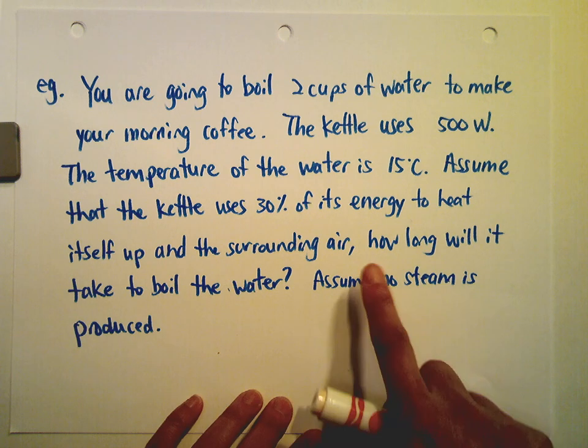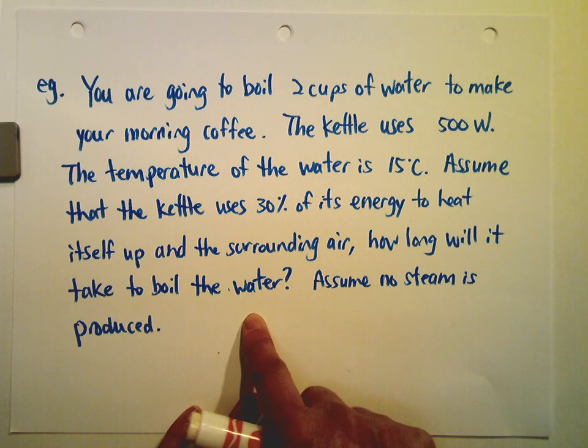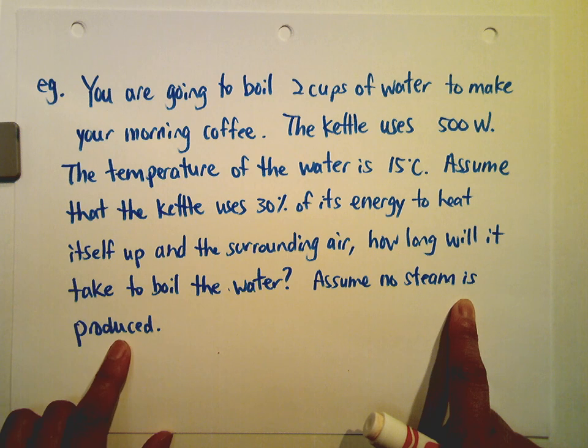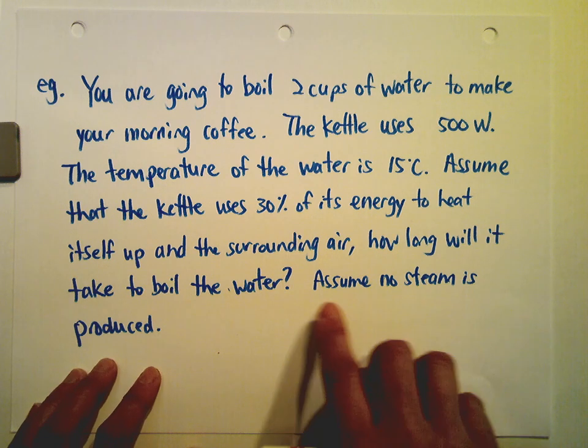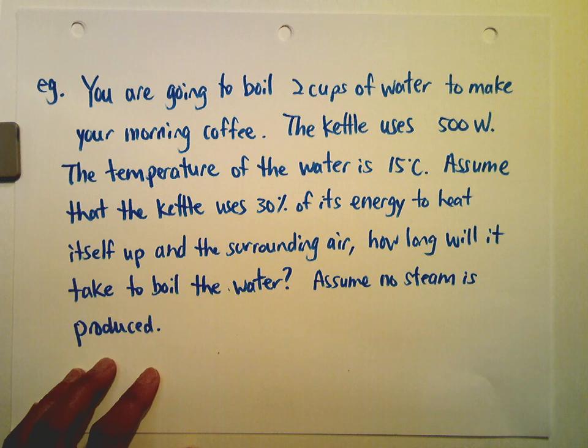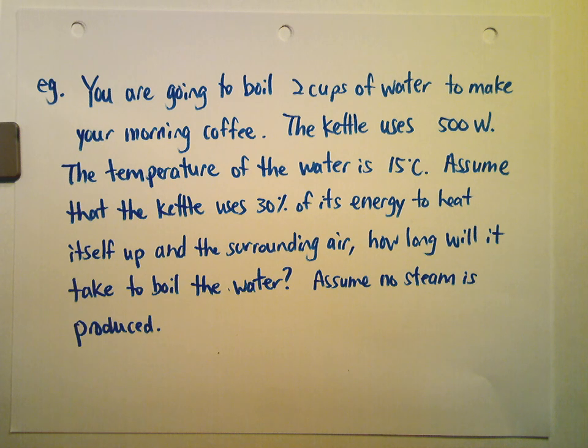So here's the question: how long will it take to boil the water? Now we're going to assume no steam is produced, all right? If steam was produced, then that's more energy used not boiling the water because it's converting it to something else, and it's not very efficient as well.